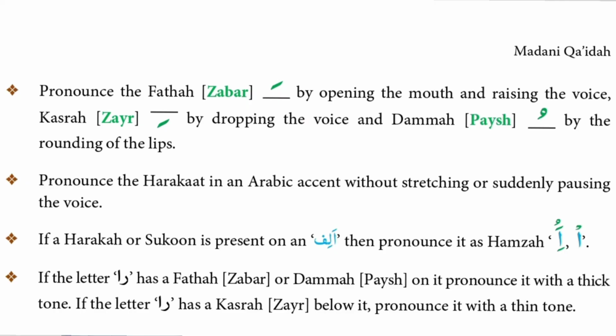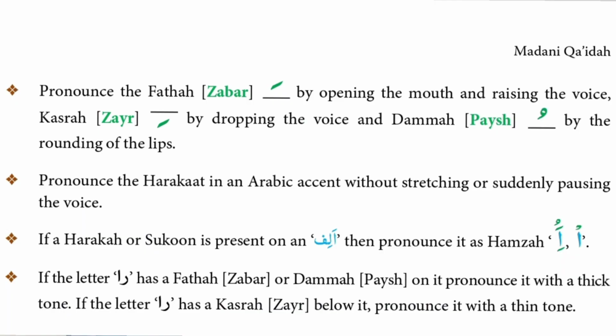Next rule. Pronounce the zabar by opening the mouth and raising the voice, zair by dropping the voice, and pesh by the rounding of the lips. That means when you pronounce zabar, you have to open your mouth and raise your voice. And when you pronounce zair, you have to drop the voice. And when you pronounce pesh, you have to round your lips.